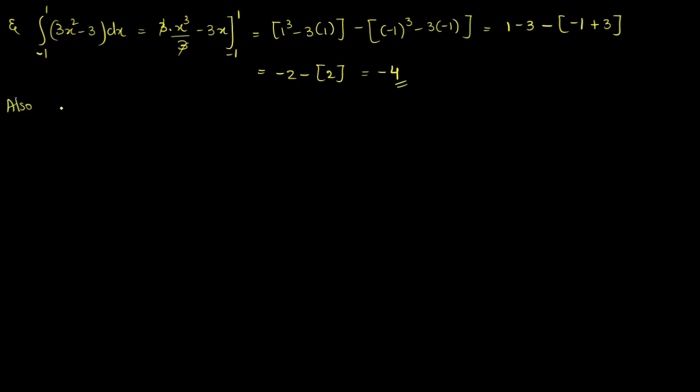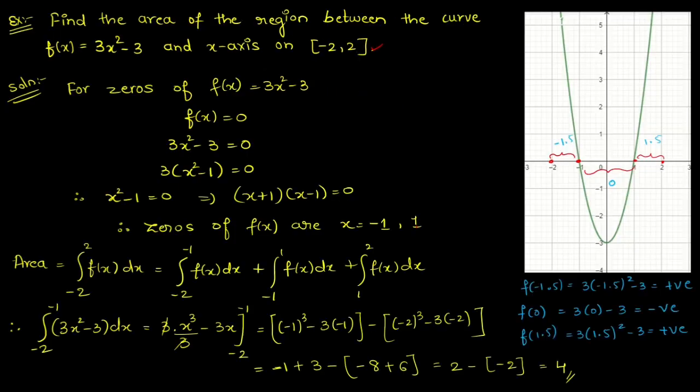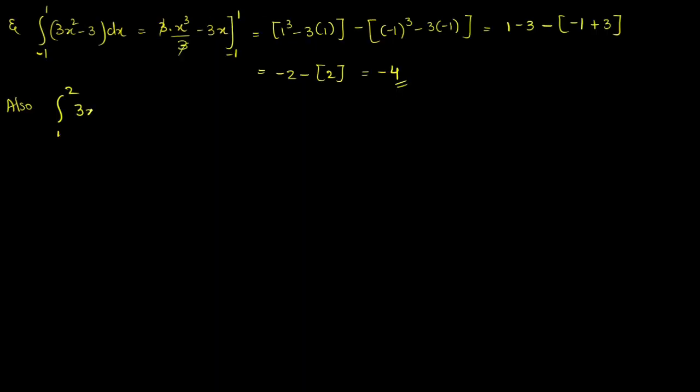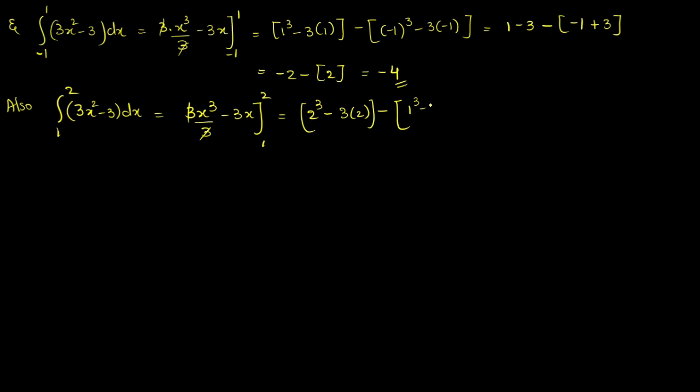Also, the last one was the integral from 1 to 2, if I'm not wrong. So the integral is 1 to 2 of f(x), 1 to 2, 3x² minus 3. So now again integrate: 3 as it is, x² will be x³ by 3, minus 3 as it is, and x, because it is a constant, integrating from 1 to 2. 3 and 3 cancel. Upper limit: 2³ minus 3 times 2, minus, in the bracket, the lower limit: 1³ minus 3 times 1.